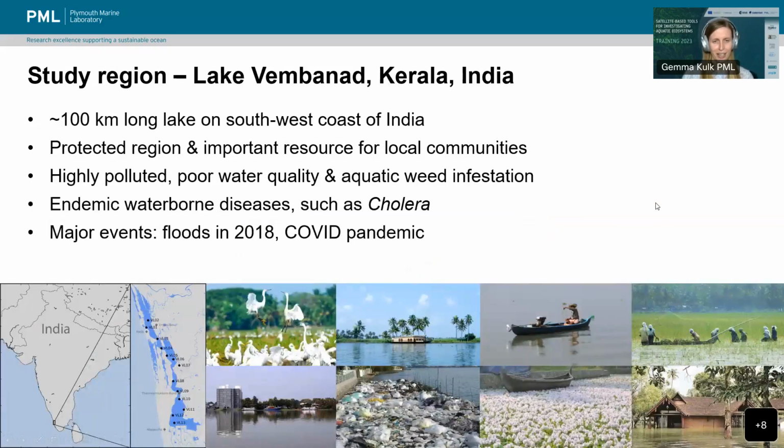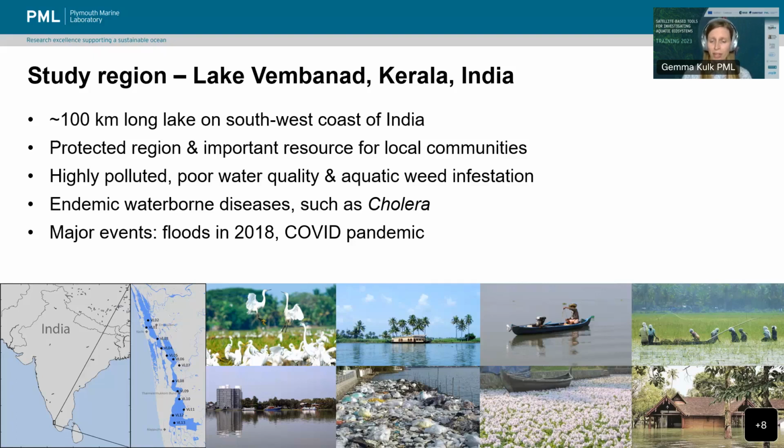Before I dive into the case studies, I wanted to talk about our study region. So the region that we carry out our research is the Vembanad Kol wetland system in Kerala in India. And Lake Vembanad is a large lake of approximately 100 kilometers long on the southwest coast of India. The lake and the surrounding wetland area are known for its natural beauty and are protected under national and international regulations, including the Ramsar Convention.